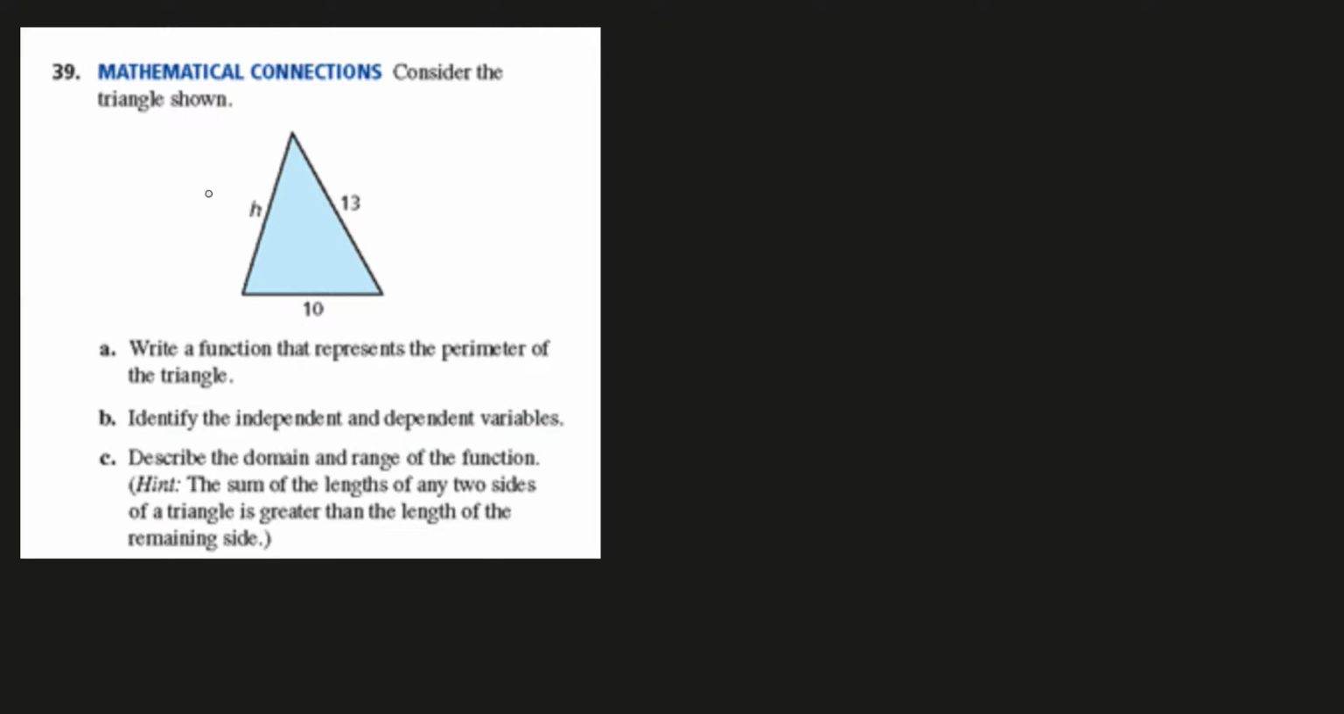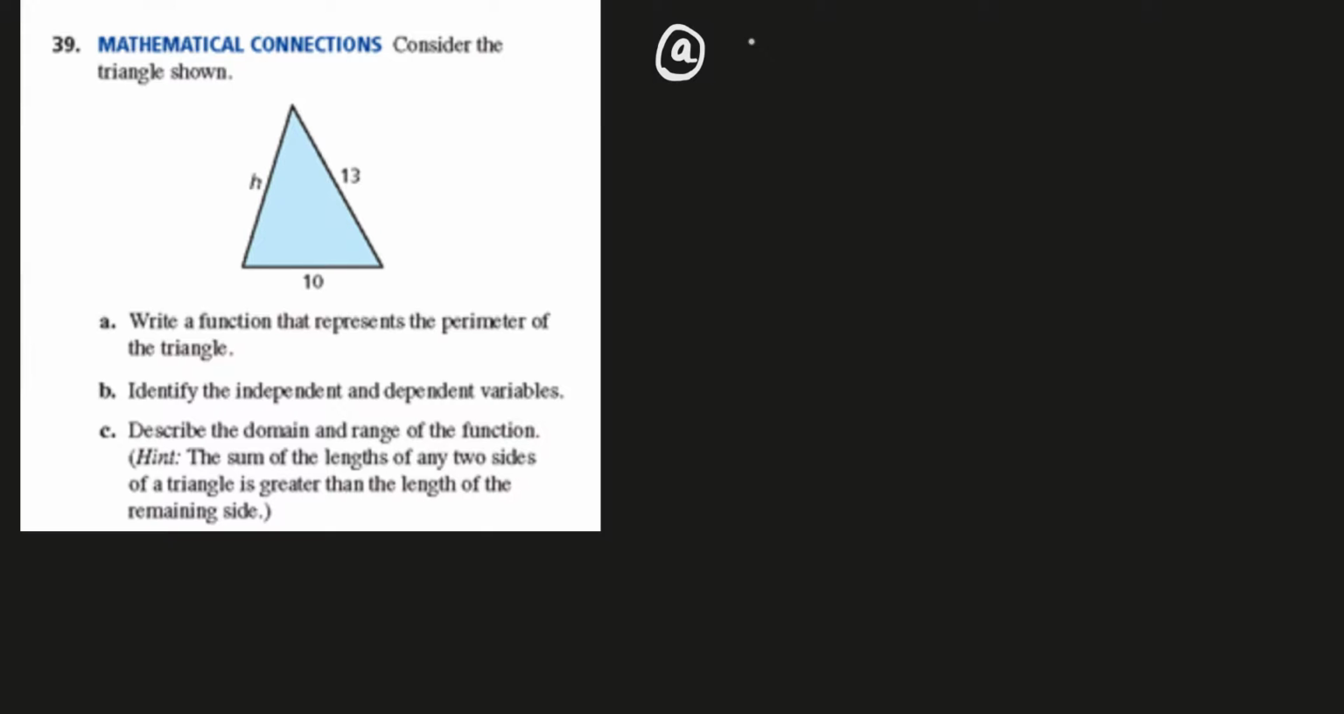Anyway, you consider the triangle shown. We have three sides of a triangle. Of course, a triangle has three sides. We have h, 13, and 10. So write a function, this is part A, write a function that represents the perimeter of the triangle.